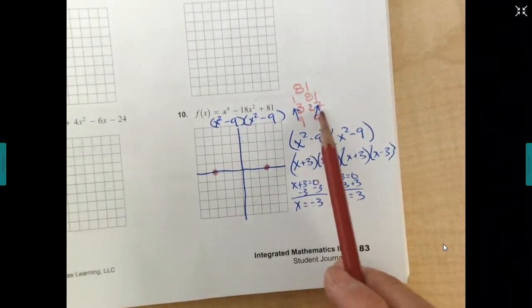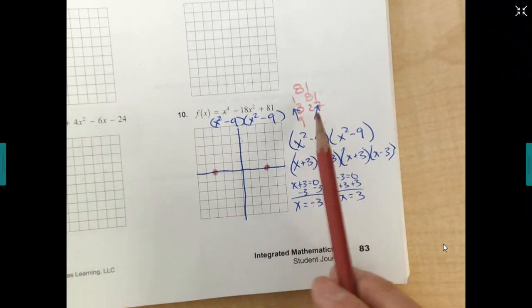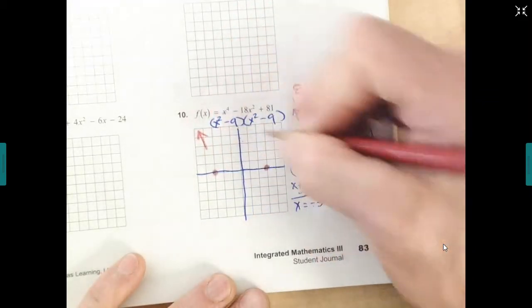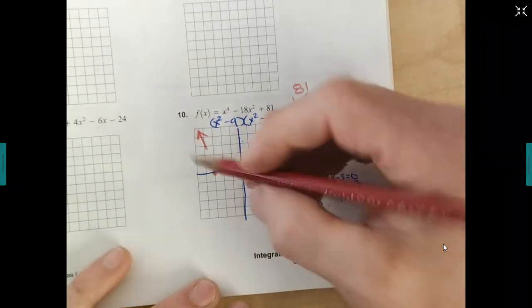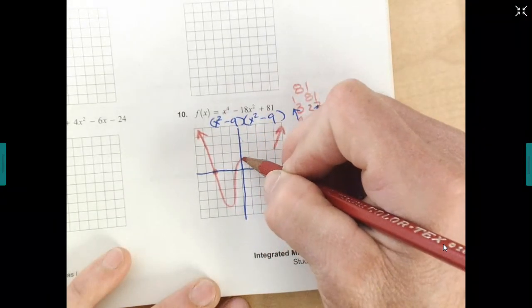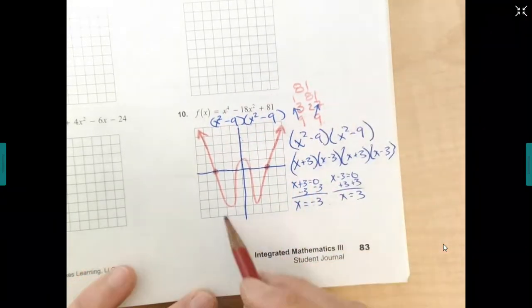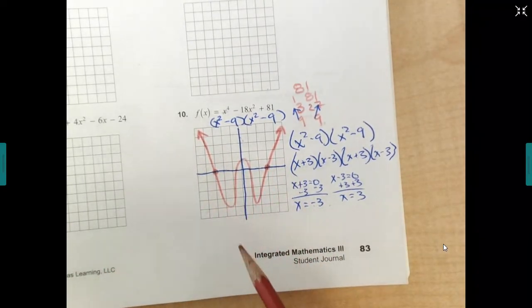And I gave you the hint of the end behavior. So it goes up and it goes up. So I'm going to say it goes up here, goes up here. And since it's a 4, I'm going to have 1, 2, 3. So it looks something like this.